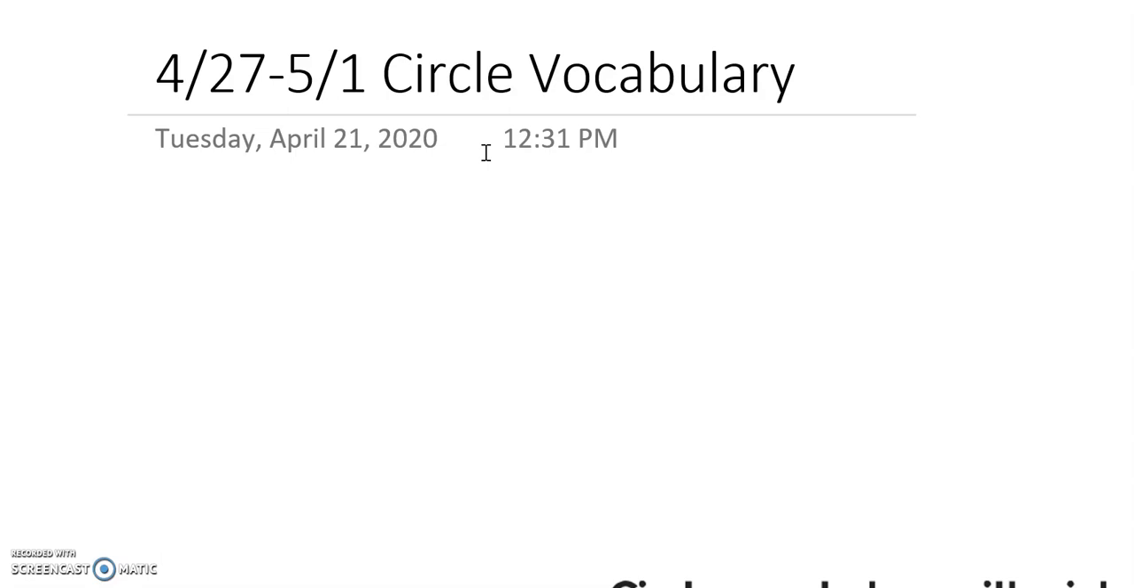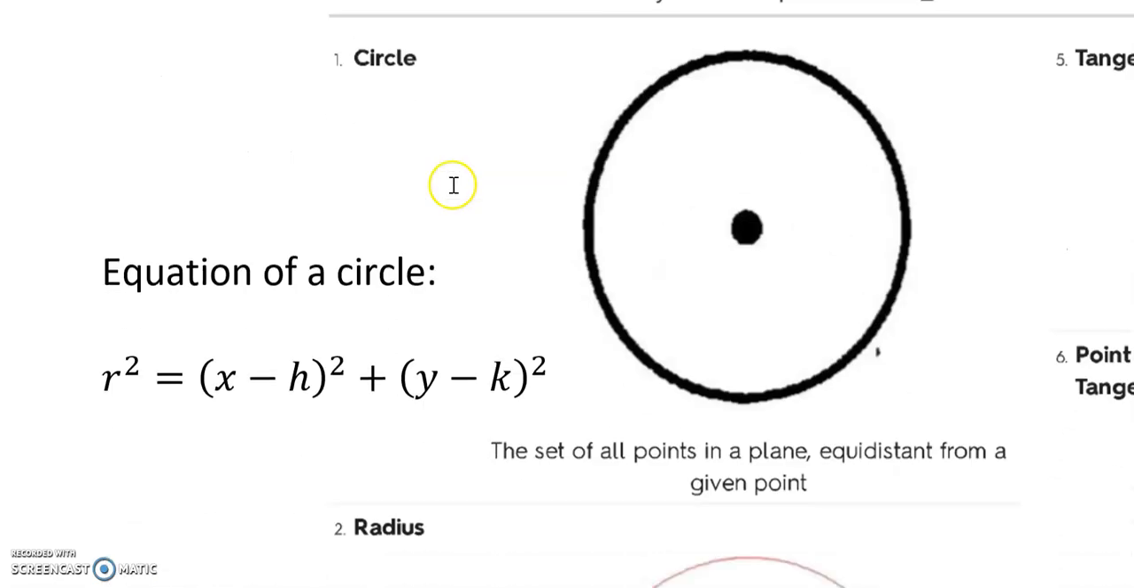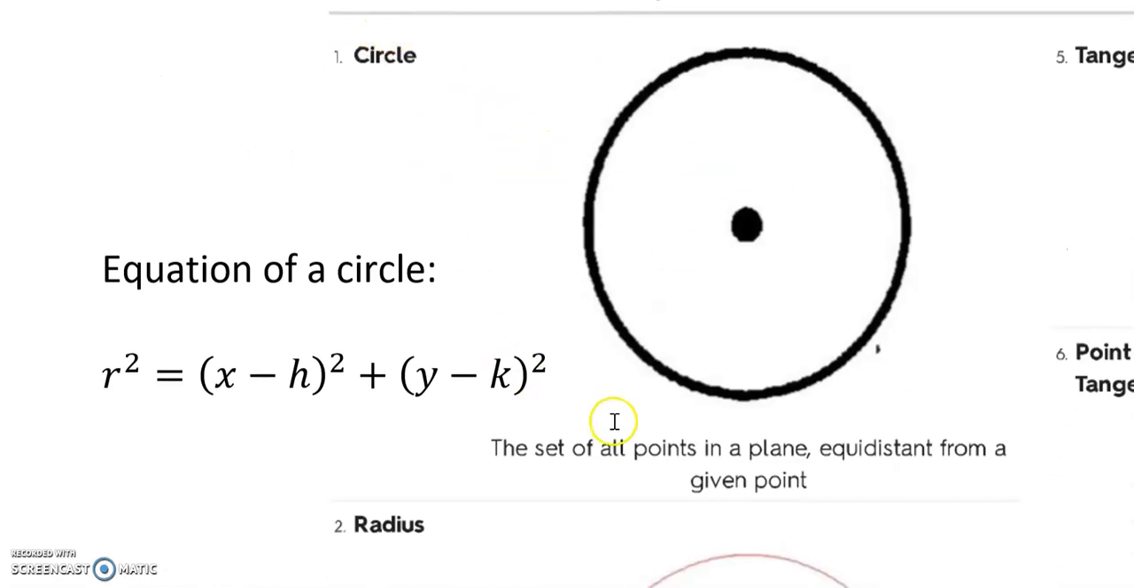So to start off with, we're going to talk about a circle. And a circle is the set of all points in a plane equidistant from a given point. So equidistant, right, that means the same distance away. And you might be familiar with that if you've ever drawn a circle with a compass, right? You have 2 points that are a certain distance apart and then you just spin it around and you get everything.